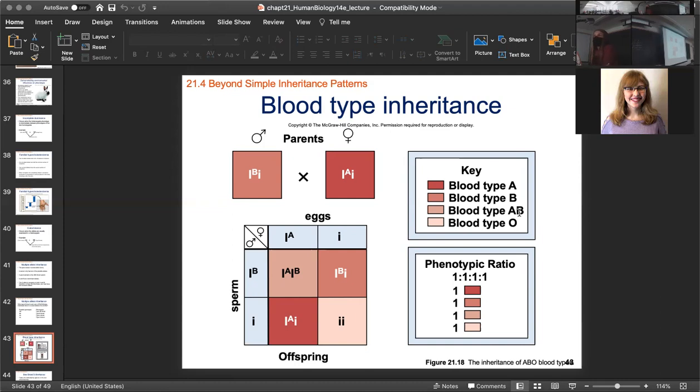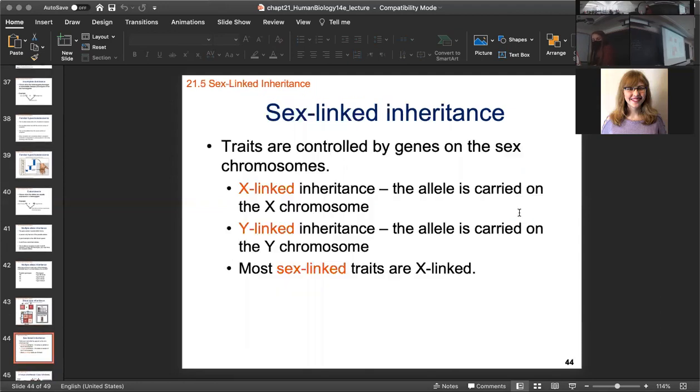So if these two individuals were to cross and have offspring, they have the possibility to pass on any of the blood types to their offspring. The phenotypic ratio is 1 to 1 to 1 to 1 because we have all of the possibilities here.